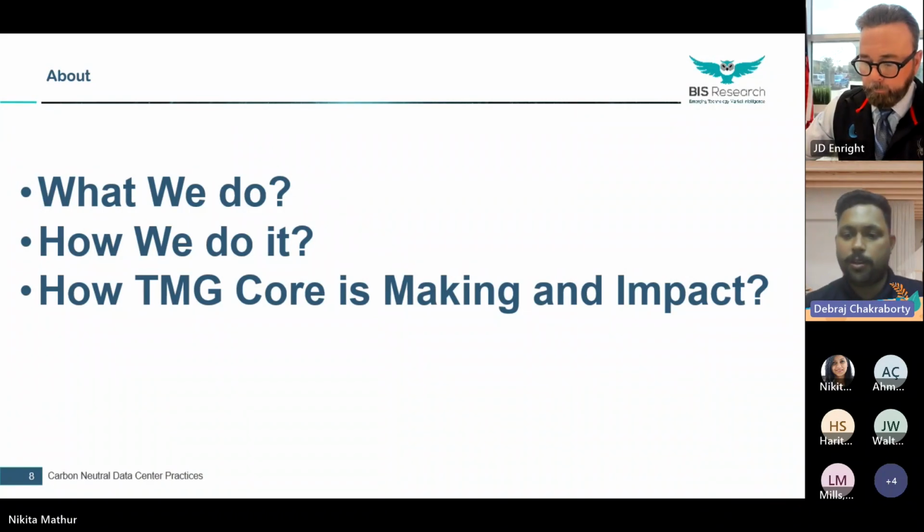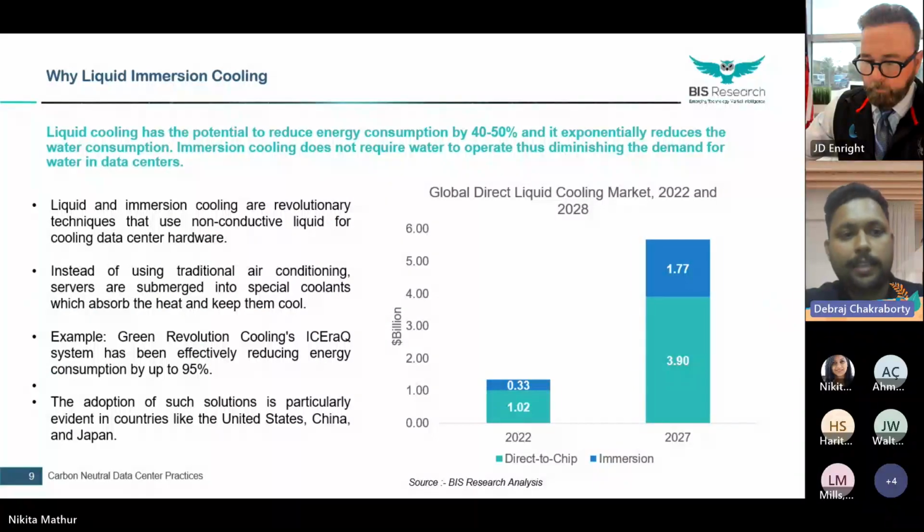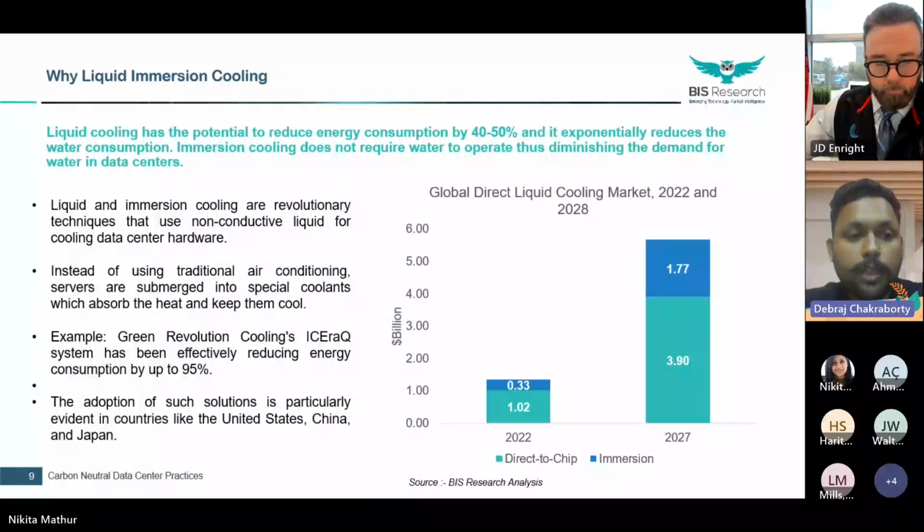So let's move on to the next slide, please. JD has already introduced us to the impact of liquid immersion cooling. Here's some small research that we have done that tells us there is a huge impact coming in. Liquid cooling has the potential to reduce energy consumption by 40 to 50%, and this is based on research. In some research, it is also possible to reduce it by 70 to 80%. It depends on the technology that you are deploying, and where exactly you are deploying it.